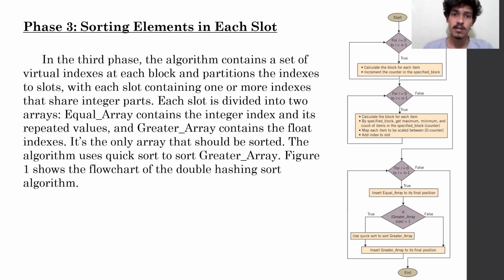Phase 3, sorting elements in each slot. In the third phase, the algorithm contains a set of virtual indexes at each block and partitions the indexes into slots, with each slot containing one or more indexes that share integer parts. Each slot is divided into two arrays. Equal array contains the integer index and its repeated values, and greater array contains the float indexes. It's the only array that should be sorted. The algorithm uses quicksort to sort the greater array.